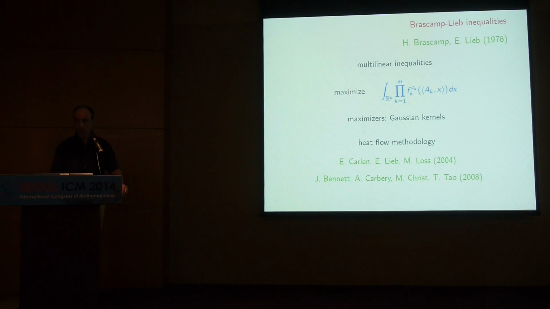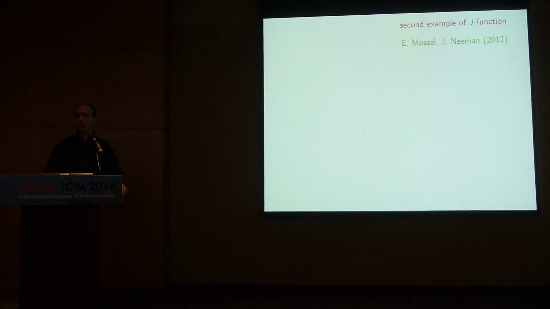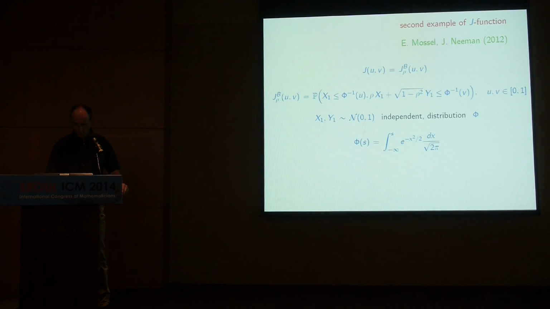But the point here is actually not to focus on this first example of J function, but on another one. This is the main point of the contribution by Mossel and Neeman. And here is another function J, which is of interest. So in this definition, x1 and y1 are independent standard normal in dimension 1, with distribution function capital Phi, and then you look at Phi inverse here and here.